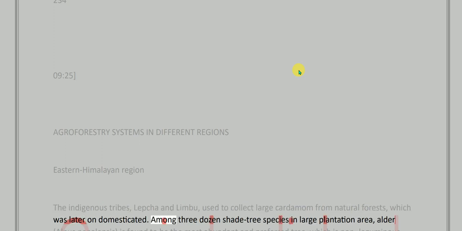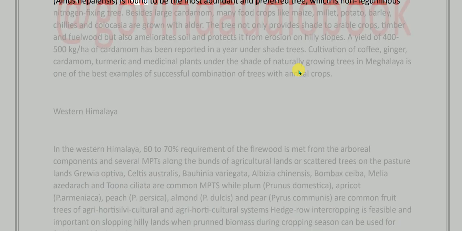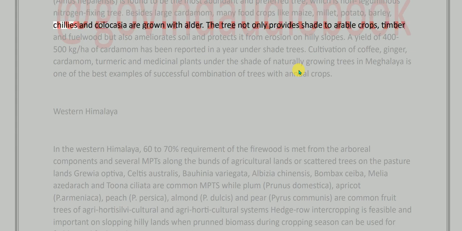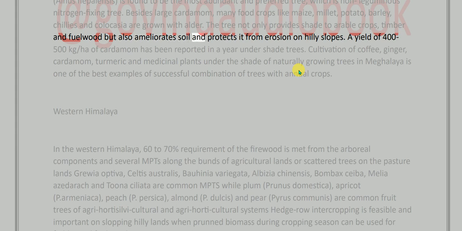Among 3 dozen shade tree species in large plantation area, alder, Alnus nepalensis, is found to be the most abundant and preferred tree, which is a non-leguminous nitrogen-fixing tree. Besides large cardamom, many food crops like maize, millet, potato, barley, chilies and colocasia are grown with alder. The tree not only provides shade to arable crops, timber and fuel wood but also ameliorates soil and protects it from erosion on hilly slopes.